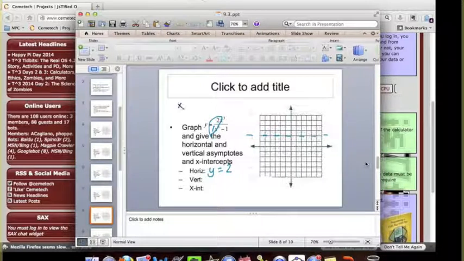Vertical, we set our denominator equal to 0. So x cubed equals 1. And when we take a cubed root, we do not need a plus or minus. So we just have 1. X-intercepts, we set the top equal to 0. 2x cubed equals 0 when x equals 0.